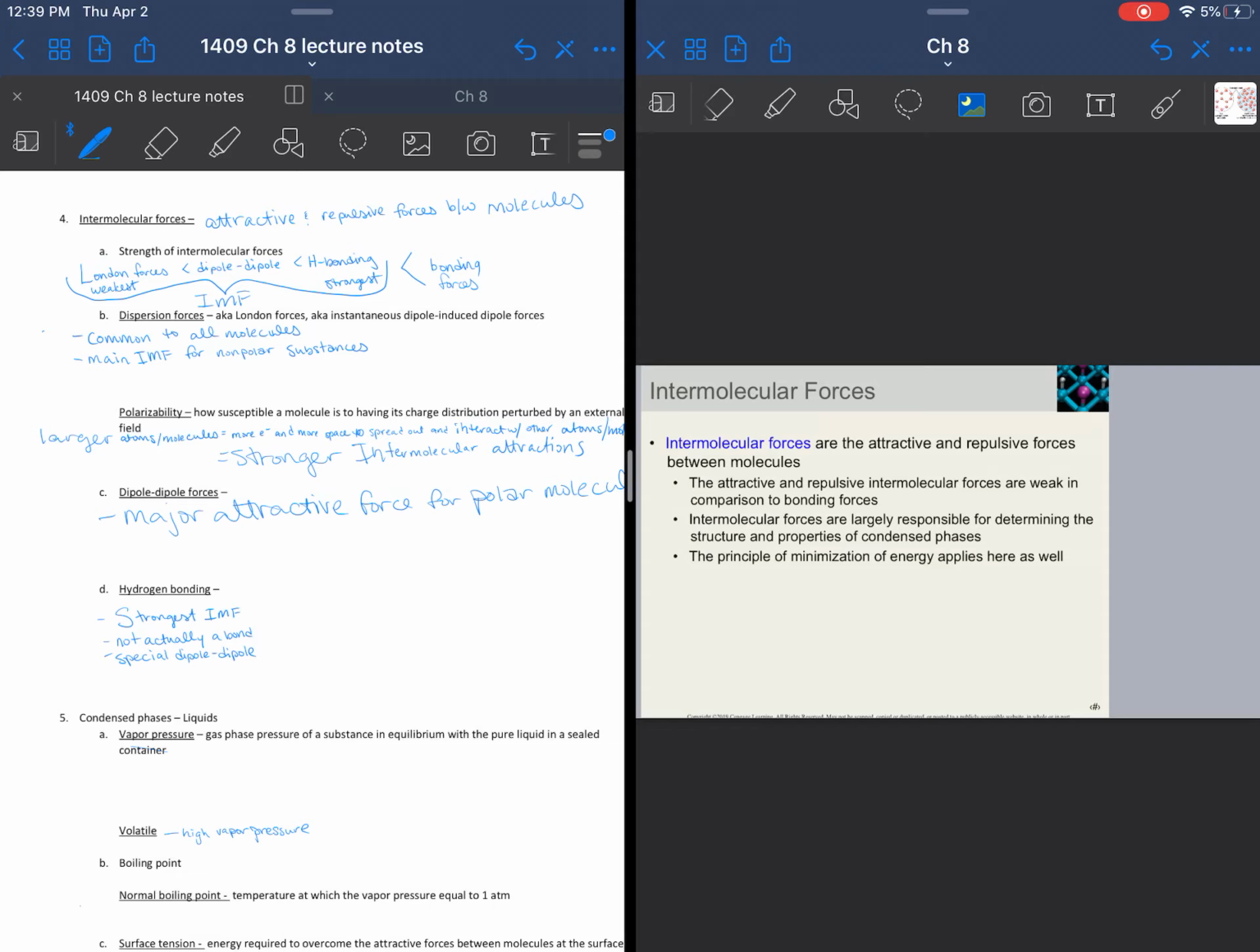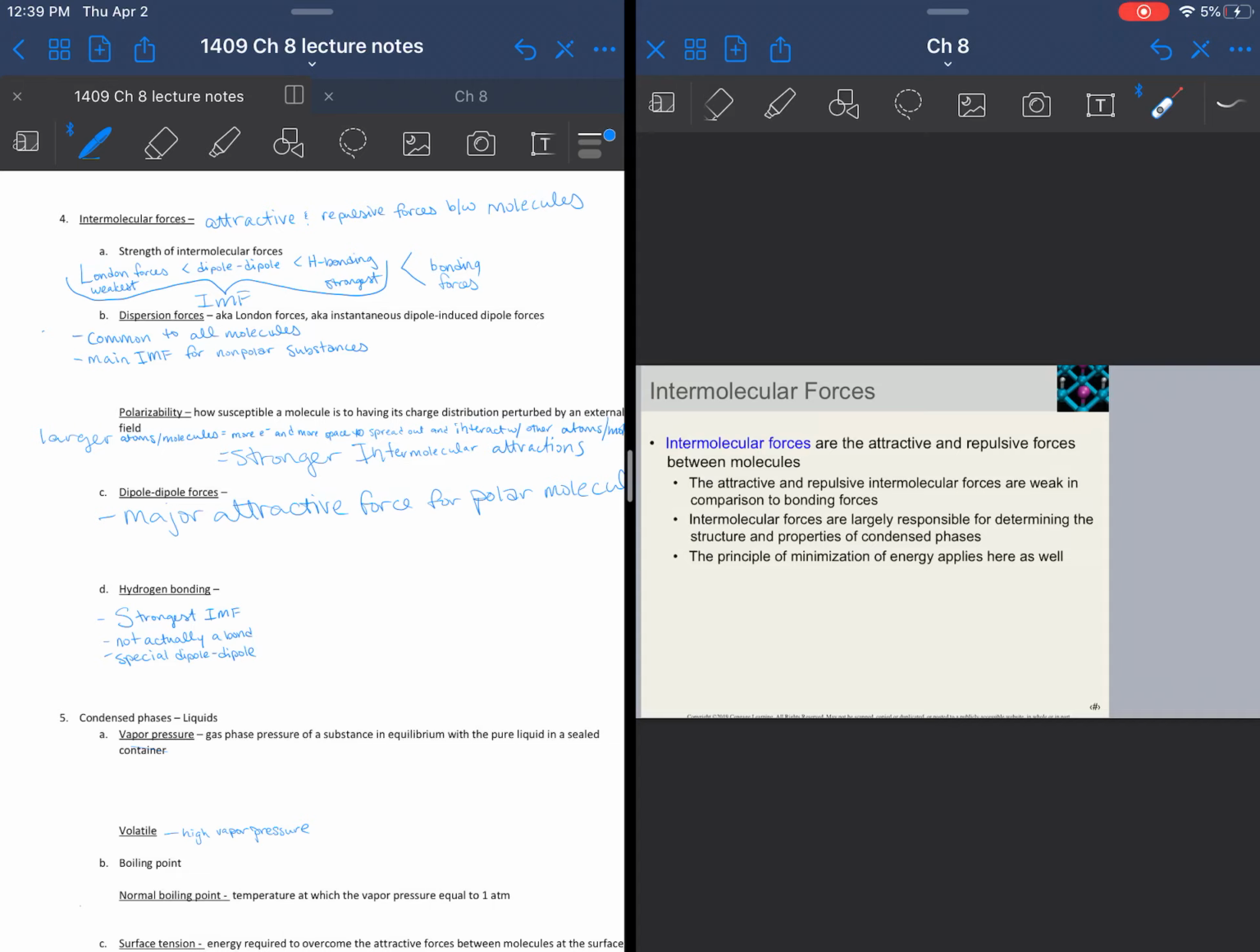So we've been talking about bonding a lot, and that is the forces that hold atoms or ions or metallic atoms together. But especially when we're thinking about a covalent compound, what holds those discrete molecules together, or in an element, what holds atoms together in solid and liquid phases? And that's intermolecular forces. So your intermolecular forces are going to be the attractive and repulsive forces between molecules.